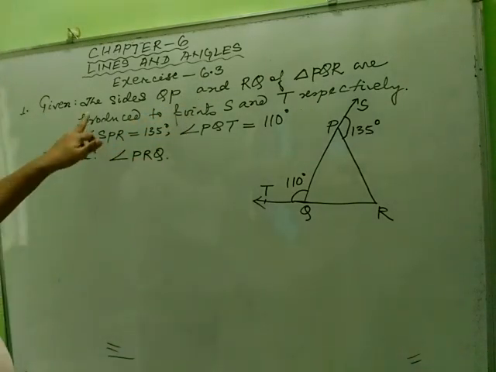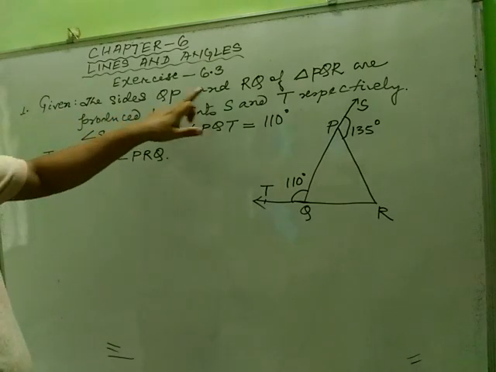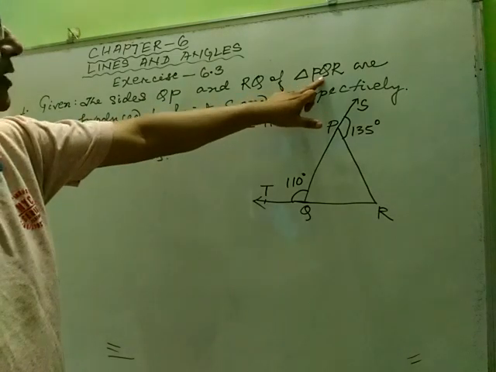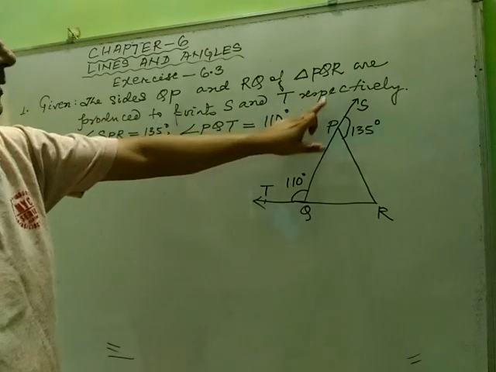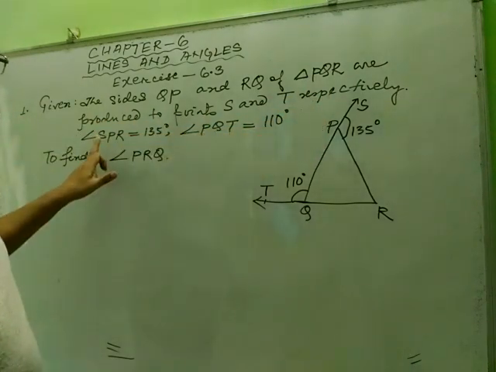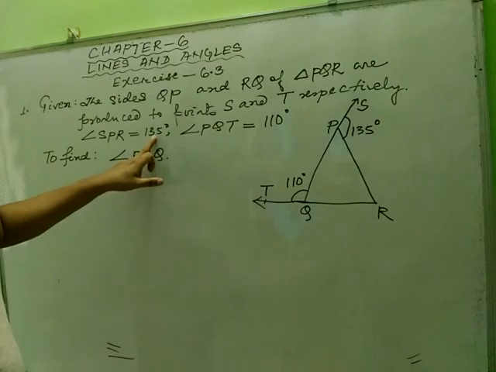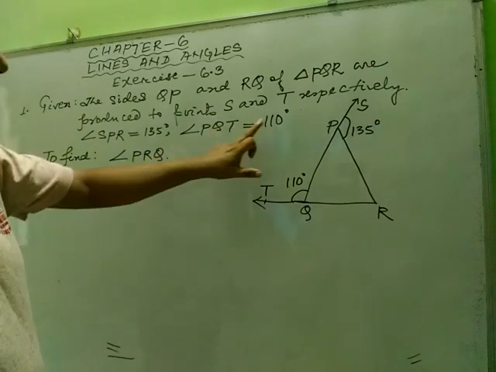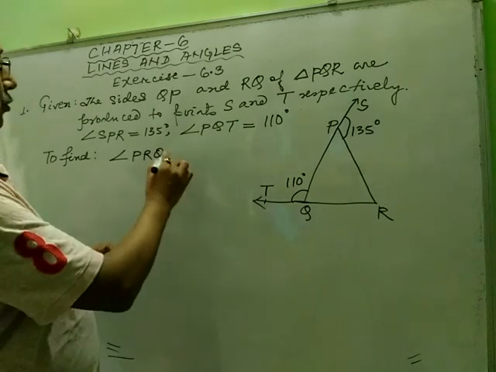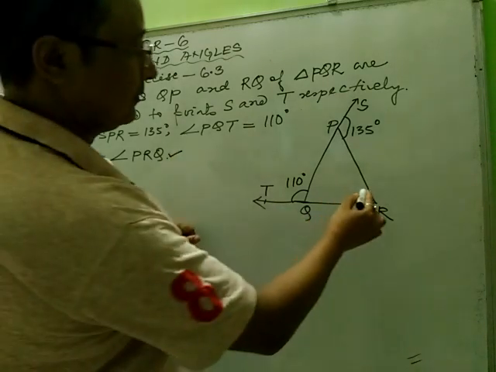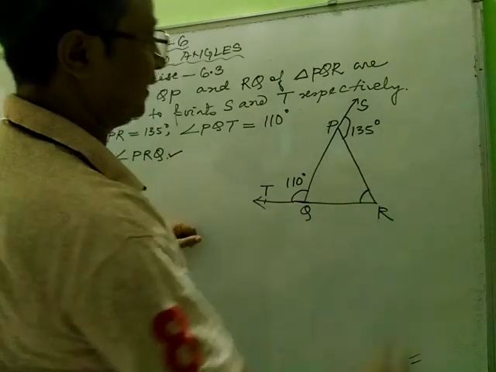It is given that the sides QP and RQ of triangle PQR are produced to points S and T respectively. Angle SPR is 135 degrees, angle PQT is 110 degrees. You are to find angle PRQ. So PRQ, this angle you will find.